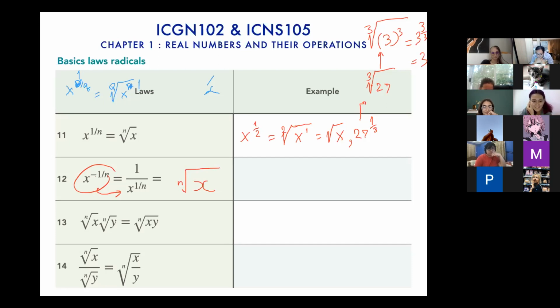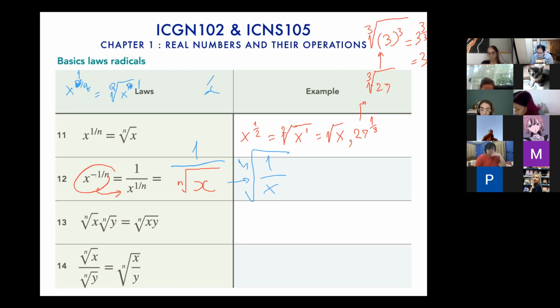Almost correct. You just add something more and it makes your answer complete. Just a little bit more. Can somebody help Tara? If no, I can help you. You just put this one. Or somebody said, can I write it like this, 1 over the n root of x? The same.